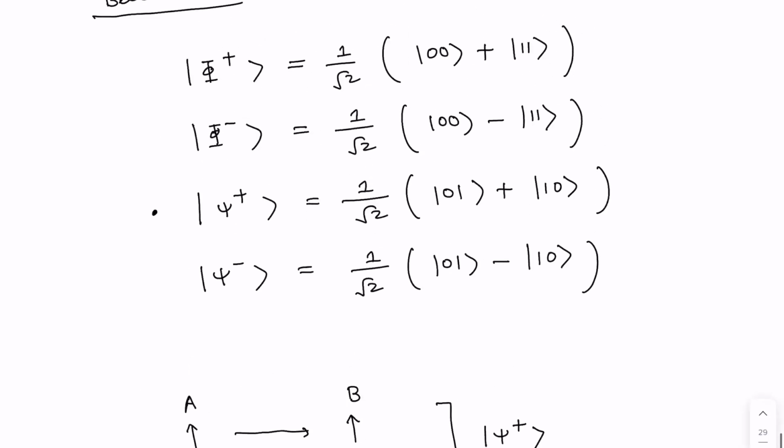If you look at phi plus and phi minus, they differ from one another by a phase difference. For example, in phi plus you have a plus sign here, and in phi minus you have a minus. Similarly for psi plus and psi minus. Let me stop here for today. In this lecture, we learned about some basics of quantum computation.